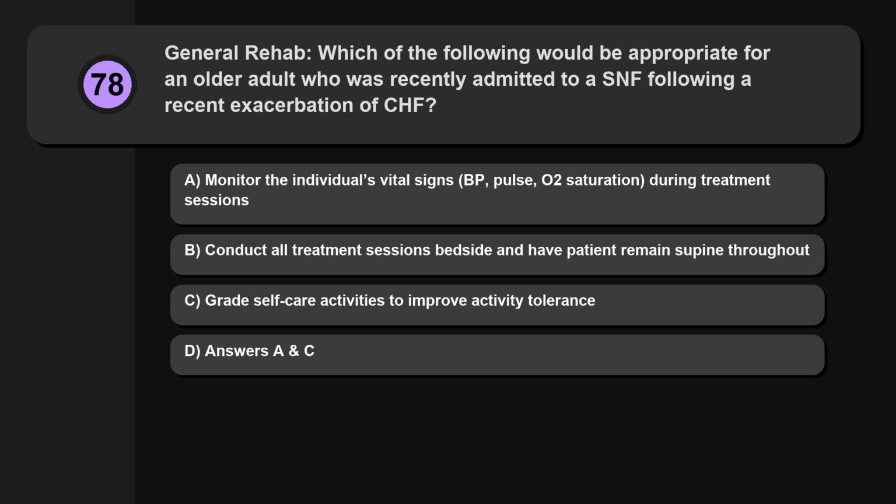Option B, conduct all treatment sessions bedside and have patient remain supine throughout. Option C, grade self-care activities to improve activity tolerance. Option D, answers A and C. The correct answer is option N/A.